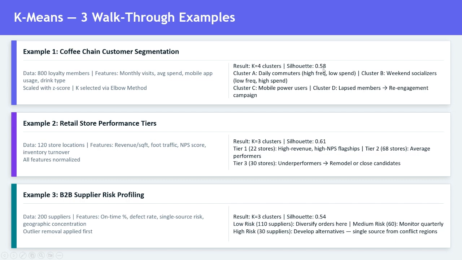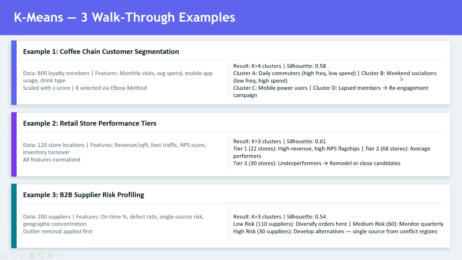The silhouette is greater than 0.5, so we're having that good distance separation, so we're not blending our clusters together. Daily commuters, which is high frequency, low spend, and then weekend socializers, which is low frequency, high spend. So what we're seeing in the clusters is that these two variables, frequency high and spend low, make a very good cluster that's established.